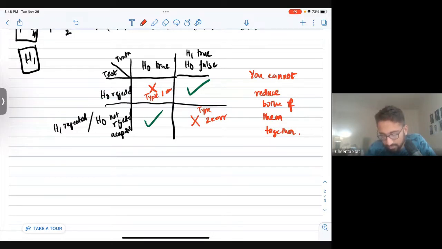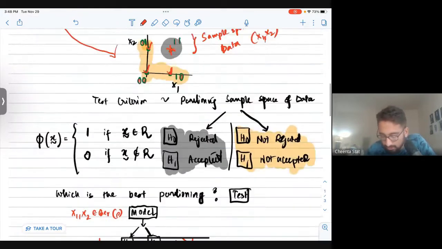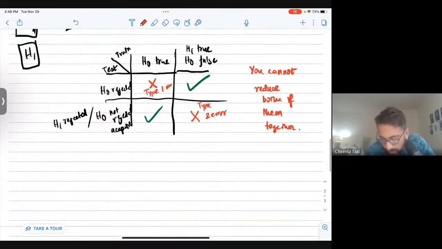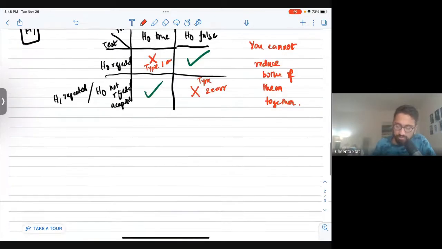That means it's never rejected. So this probability will be 0. Type 1 error will be 0. That H naught is true but H naught is rejected will never happen, because H naught is always accepted. That's the test criteria: the rejection region R is equal to the null set phi. So in that case, the type 1 error is 0.